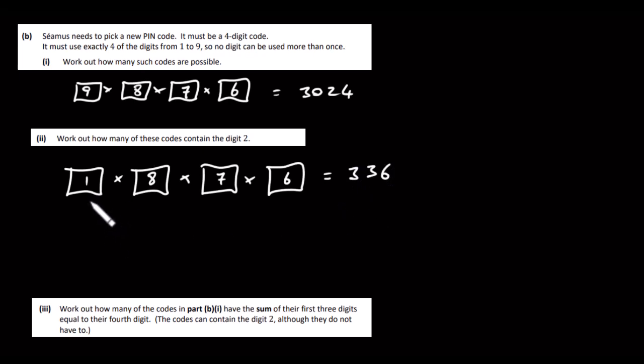However, the 2 that we put at the start could be there, it could be there, it could be there, or it could be there. So there are 4 possible places that we could put the 2. So in other words, we take the 336 and we multiply that by 4, and that gives us 1,344.